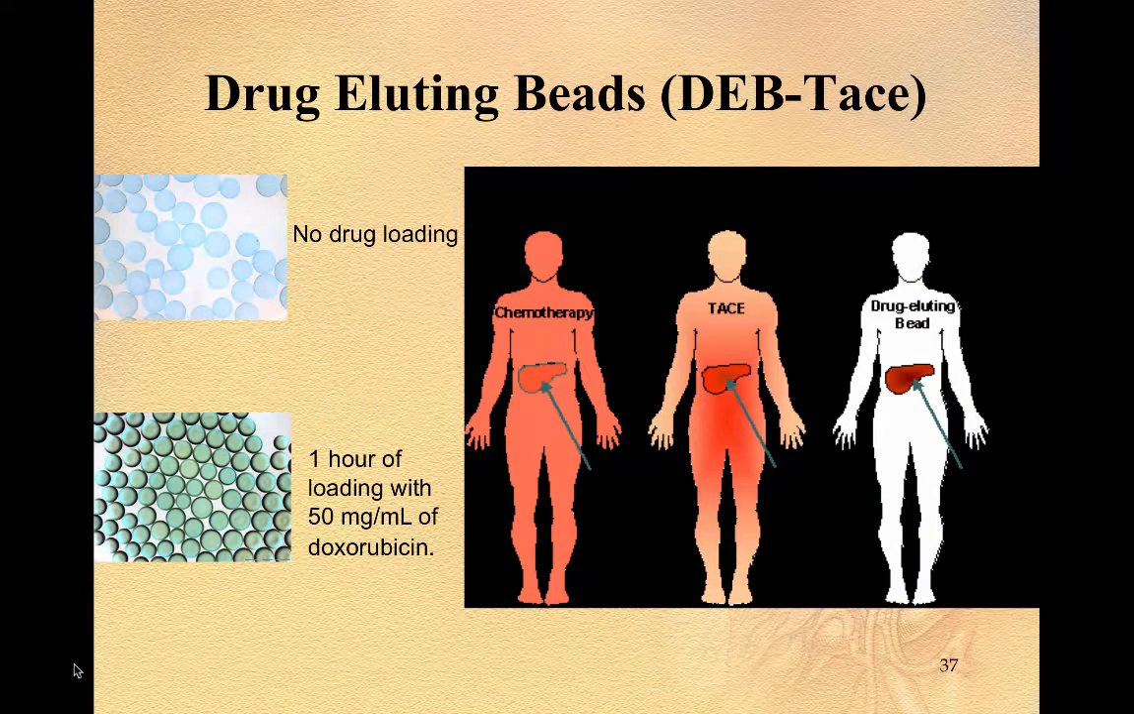There's something new on the market. It's not that new anymore. It's probably 5 or 6 years old, called drug-eluting beads. They're actually beads that you soak in chemotherapy. The chemotherapy goes into the bead like a sponge and gets locked inside of there. We can use doxorubicin and irinotecan. We inject those beads. They travel down into the liver. They get stuck, preferentially in the tumor, and then they slowly elute that chemotherapy over the next 2 weeks.